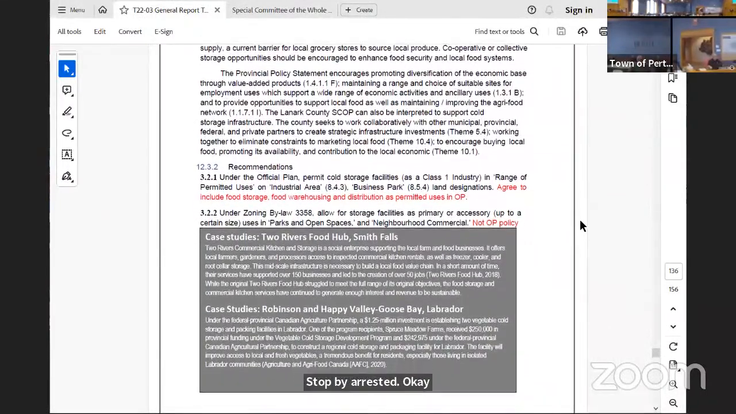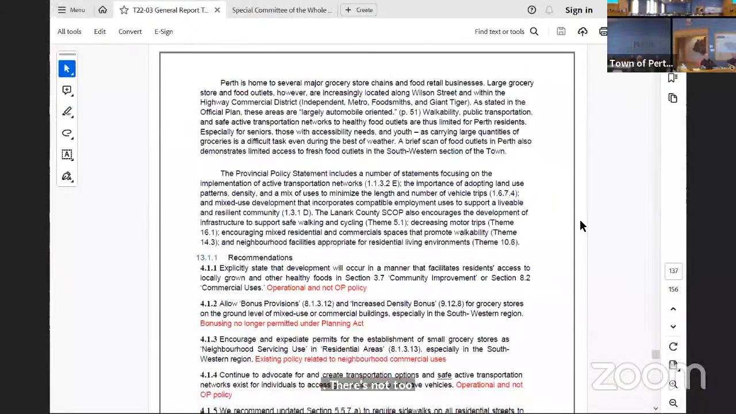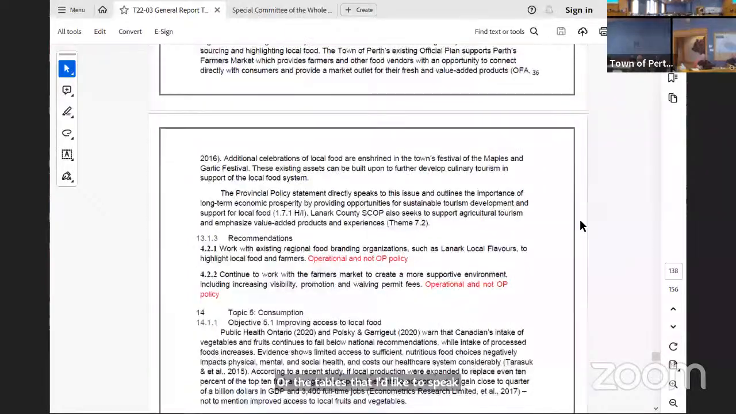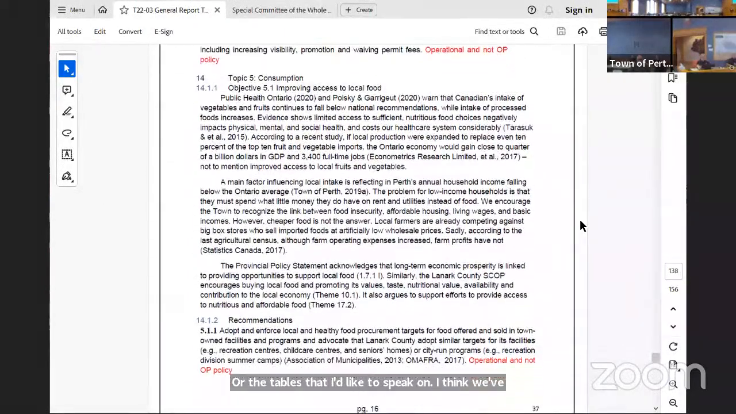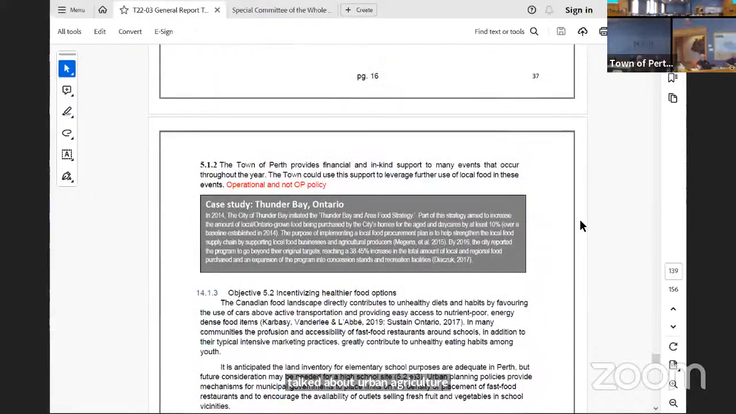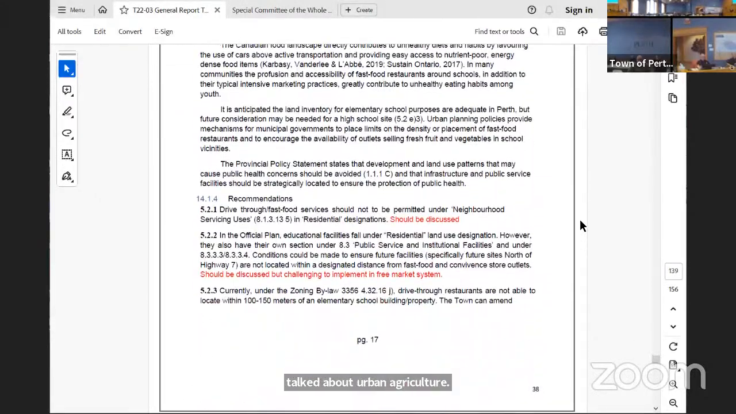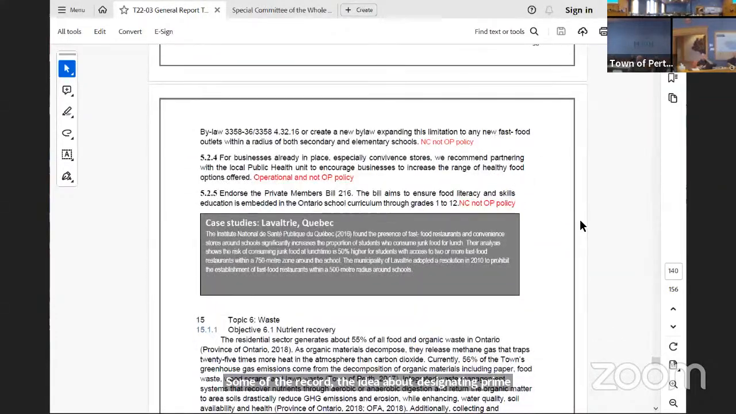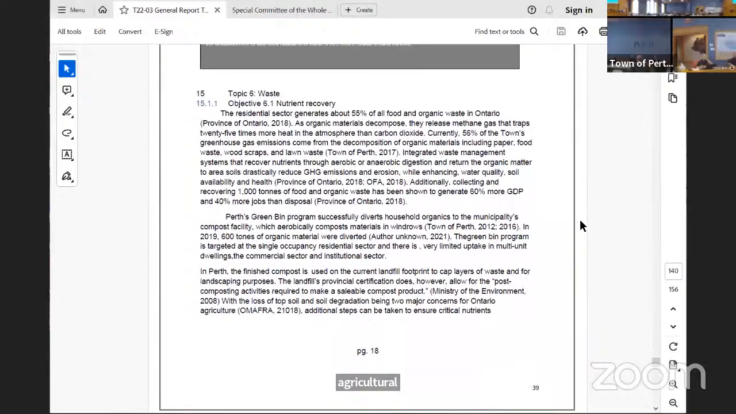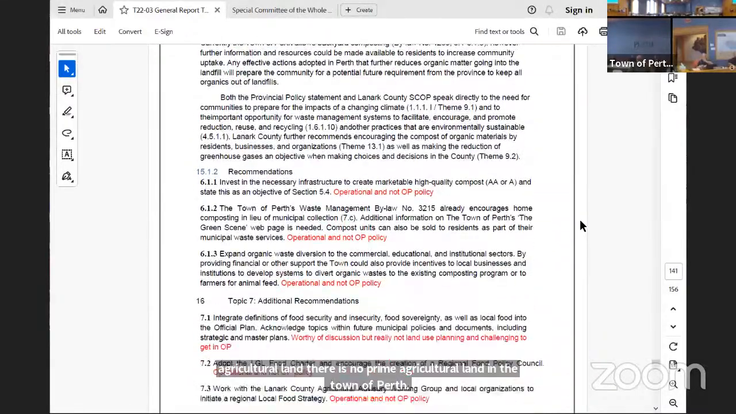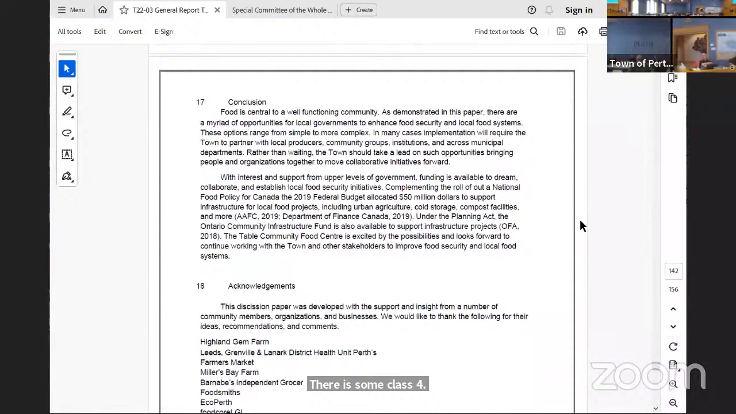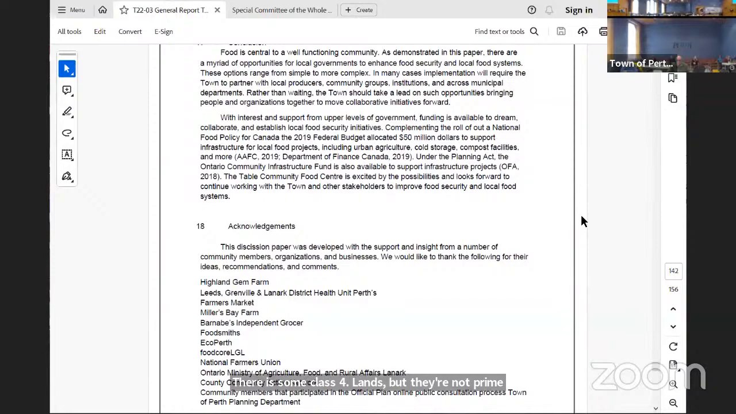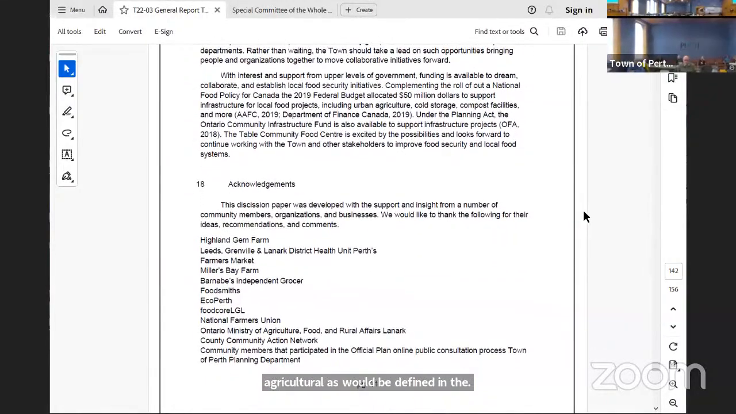There's not too much more on page 5 of Ramsey's or the table's that I'd like to speak on. I think we've talked about urban agriculture. Some of the idea about designating prime agricultural land. There is no prime agricultural land in the town of Perth. There is some class 4 lands, but they're not prime agricultural as would be defined in the provincial policy statement. We've talked about densities.